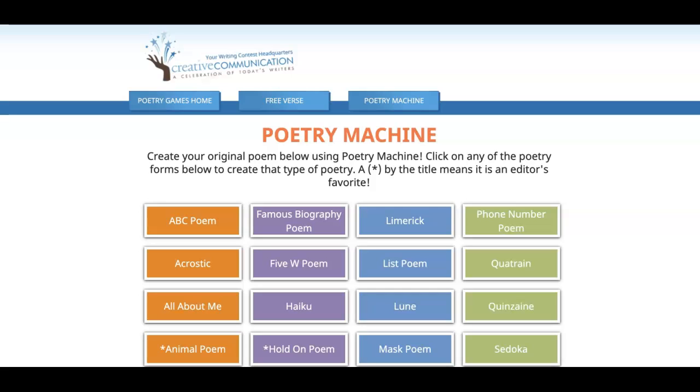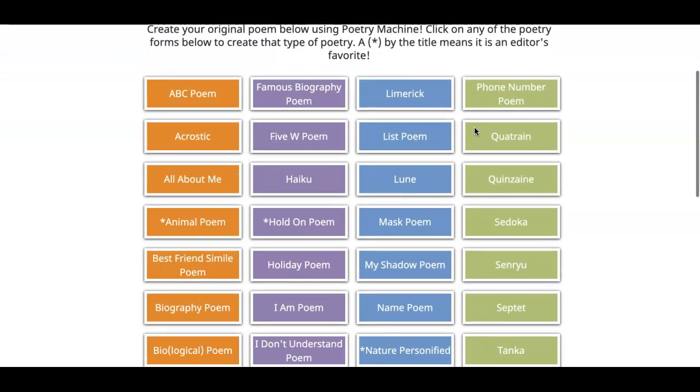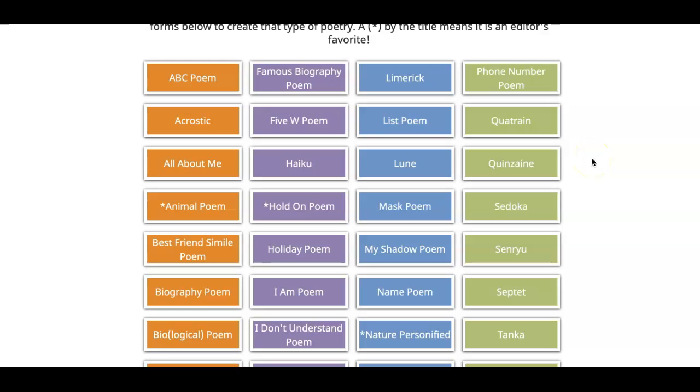It's called Poetry Games. In this website, there's a poetry machine, and students can create original poems using the patterns and the different formulas for each of these poems. It's an easy way to get them comfortable writing poetry, and it even shares examples. We'll start with the phone number poem.